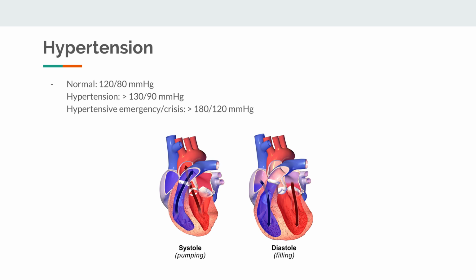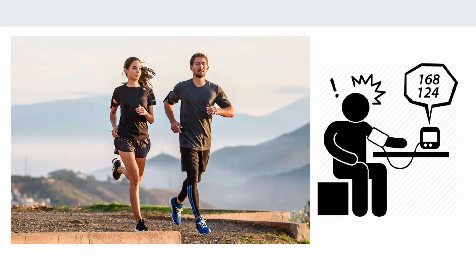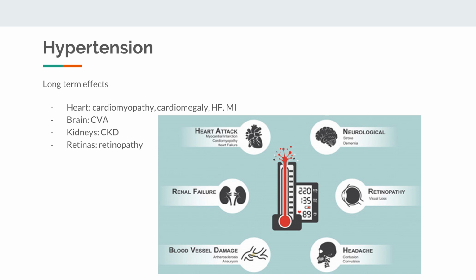It's completely normal for blood pressure to fluctuate throughout the day based on activity. For example, if I was to go out for a run, it would be totally normal for my blood pressure to rise above 120/80. The negative effects of hypertension are cumulative and can take years to manifest, but it is a strong contributing factor for developing various heart diseases such as cardiomyopathy, cardiomegaly, heart failure, and myocardial infarction. Hypertension also subjects the tiny blood vessels in your brain, kidneys, and eyes to higher pressures and can lead to strokes, kidney failure, and retinopathy.